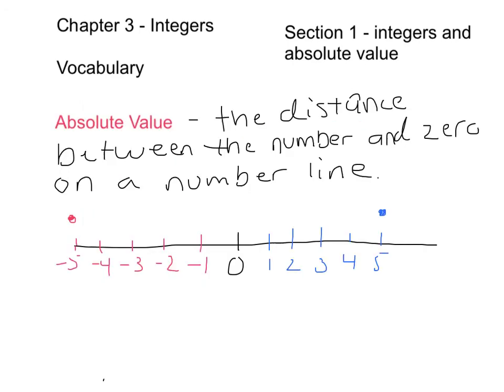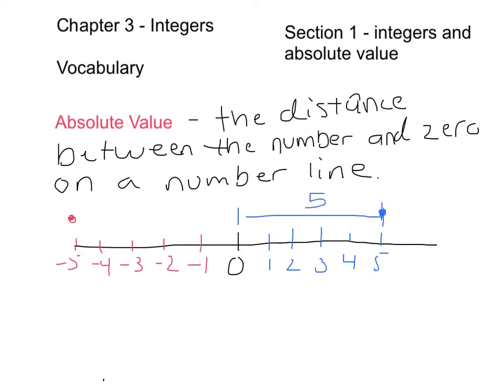So the absolute value is the distance between a number and 0 on a number line. So you can see the number line I made below, and we have on the right side of 0 positive numbers, and they're in blue, and on the left side negative numbers that are in red. So my question is, what is the absolute value of 5? What's the distance between 5 and 0? The distance is 5, okay?